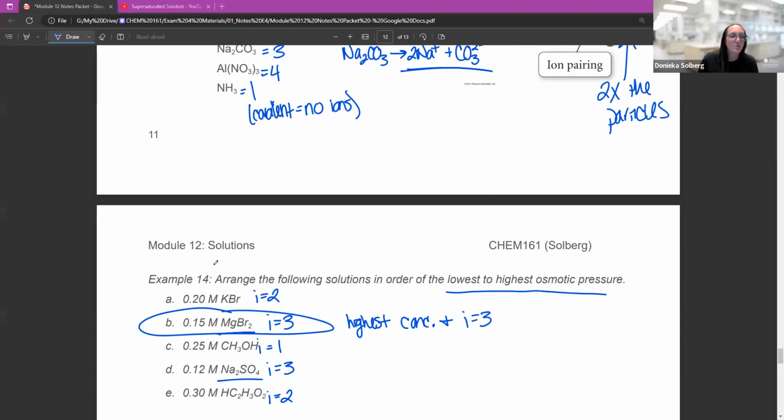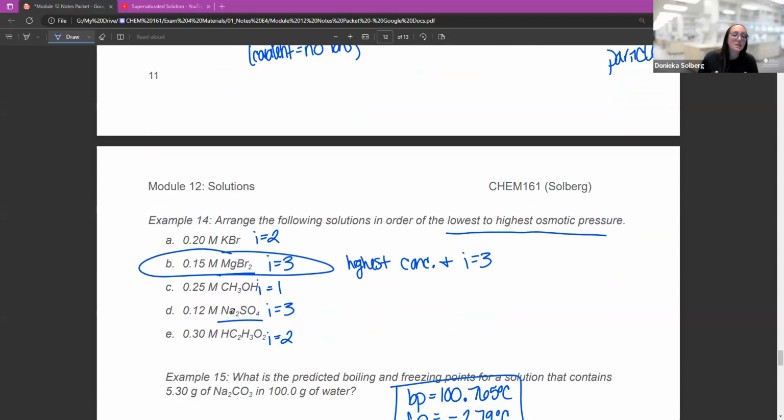Okay, so in example number 14, I say arrange the following solutions in order of the lowest to highest osmotic pressure. So it is based on concentration, but you really need to multiply by that Van Hoff factor. This would be times 2, so really like a 0.4 molarity. This one would be times 3, so really like a 0.45 molarity. This is a covalent compound, all nonmetals, right? So it's got a Van Hoff factor of 1, so it's still 0.25. This one has a Van Hoff factor of 3, so it'd be like 0.36. And this one has a Van Hoff factor of 2. This is a weak acid, H and C2H3O2. That's a polyatomic ion right there. So it'd really be like 0.6.